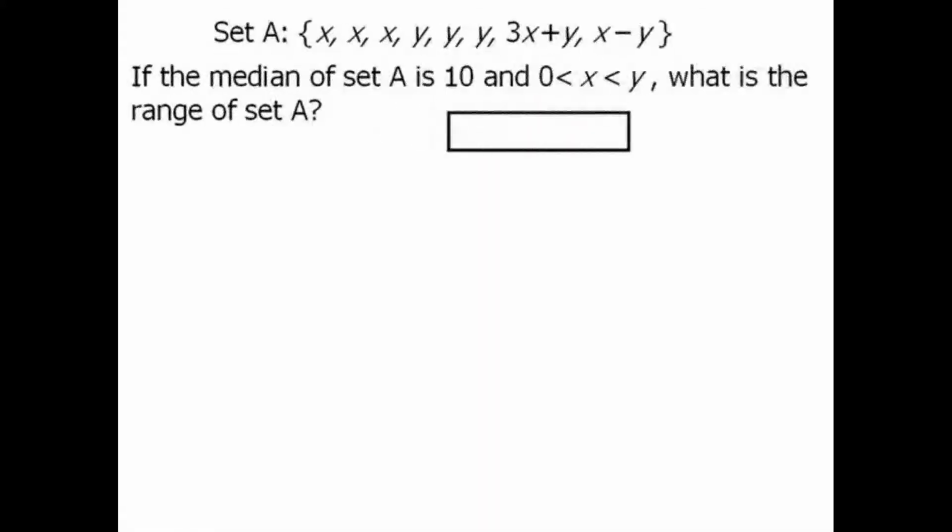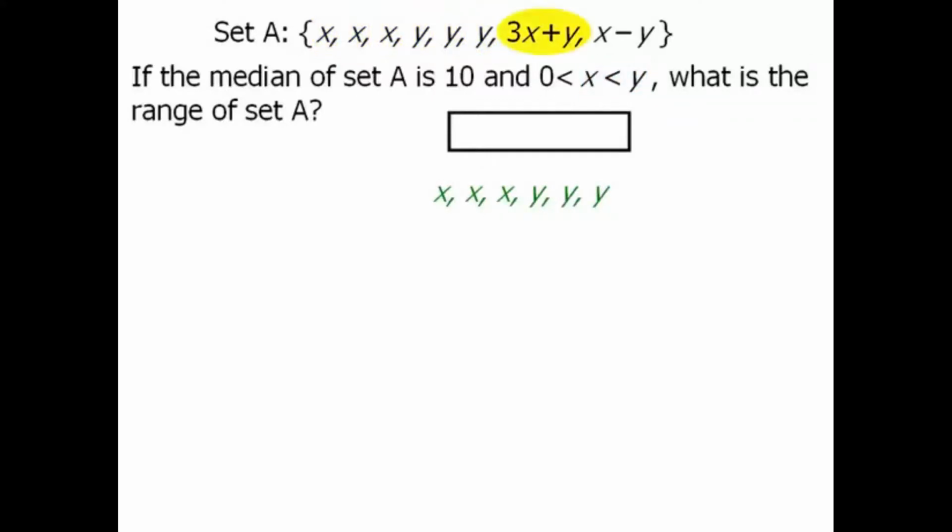Okay, in this question, we want to find the range of set A. To find the range, we need to know the largest and smallest number in the set. So our first step should be to arrange the 8 values here in ascending order. Let's begin by arranging these 6 values. Since the question tells us that x is less than y, we can easily arrange these values as follows.